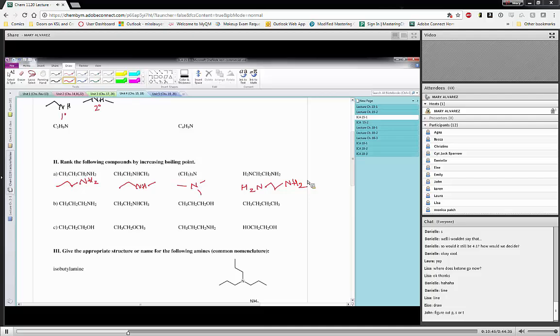Okay, how would we rank those by boiling point? Excellent. John says the next thing is make sure we label these primary, secondary, tertiary, because the primaries have higher boiling points than the secondaries have higher boiling points than the tertiary. That's a good idea too. Excellent. Now tell me which one has the highest boiling point. The last one. Okay, so this is the highest, so we'll make it 4.